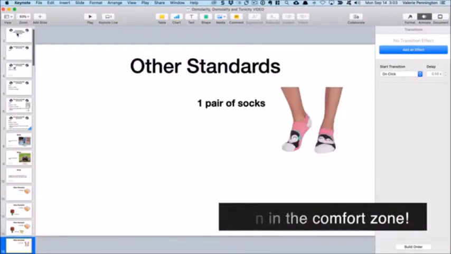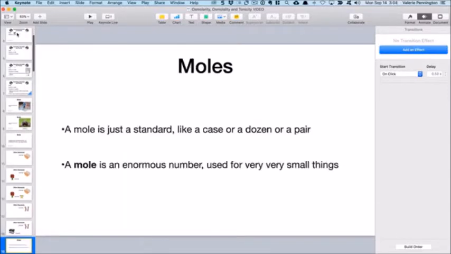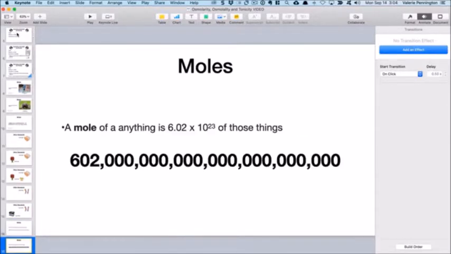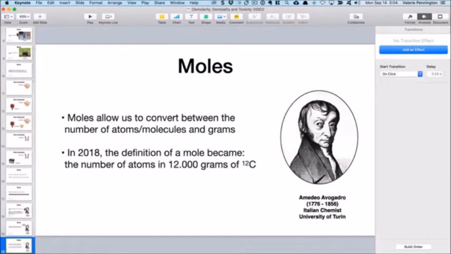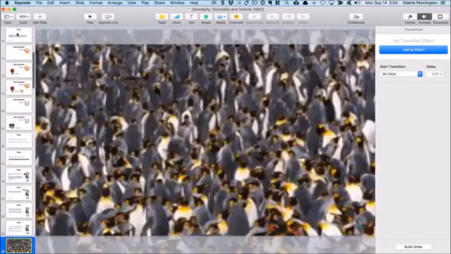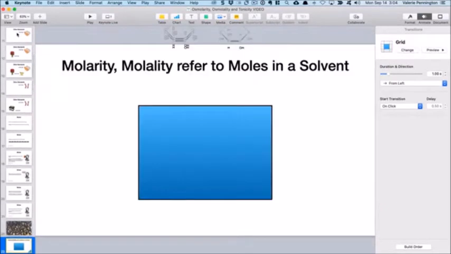You know a lot of different standards. And now we're going to introduce moles, right? Most of my students have heard of moles. They're just not super comfortable with them. So now we're going to make some comparisons. We're going to go and make some jokes. There's always penguins in there.